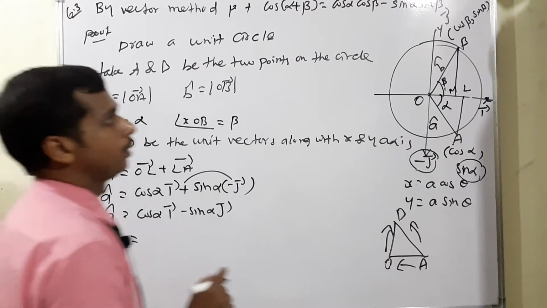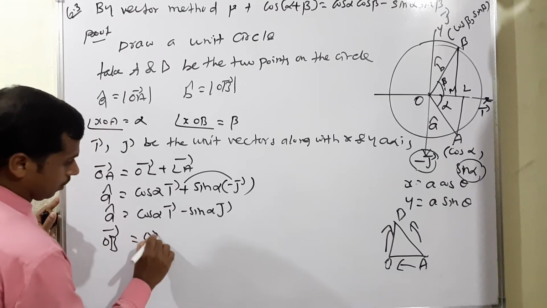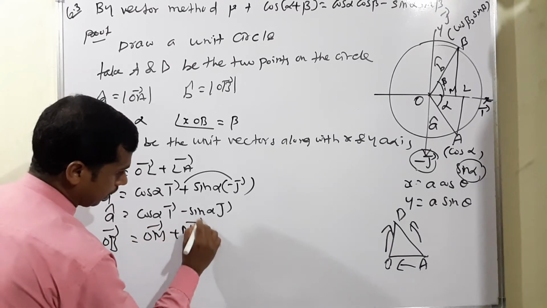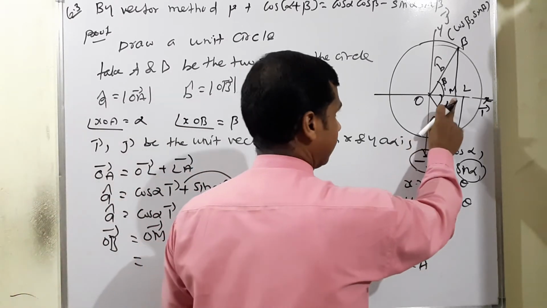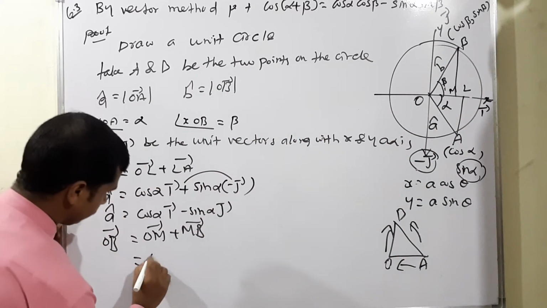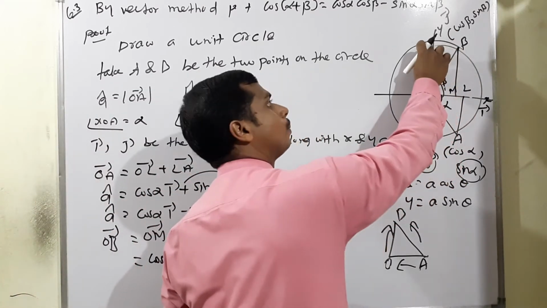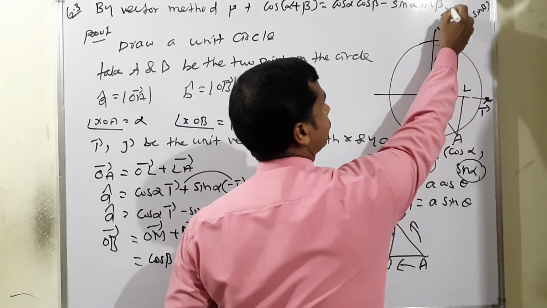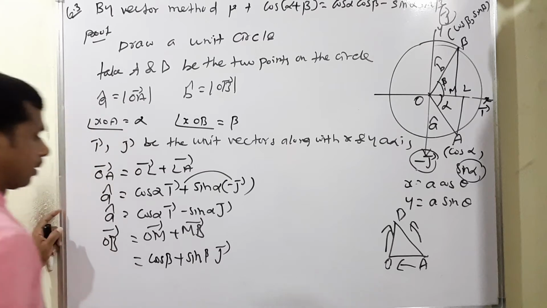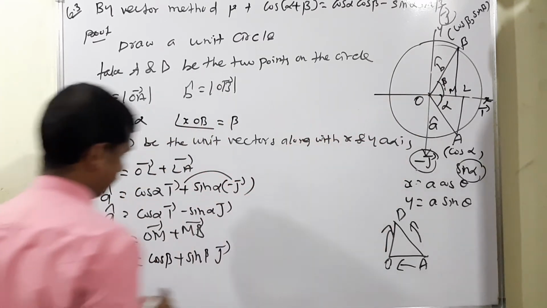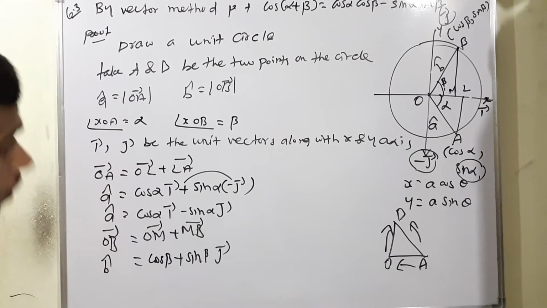Now I am moving to OB. OB is the OM vector plus the MP vector. The OM vector is along the x-axis, so we can write cos beta i vector. MB is along the y-axis, on the upper side, which means positive j vector, so plus sin beta j vector. OB is the B cap.